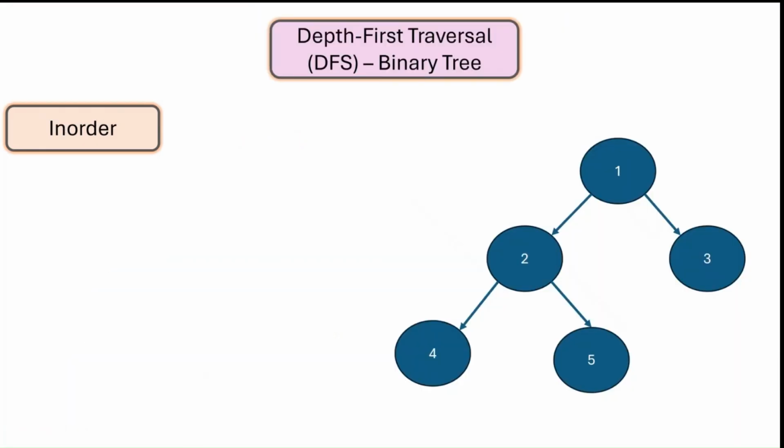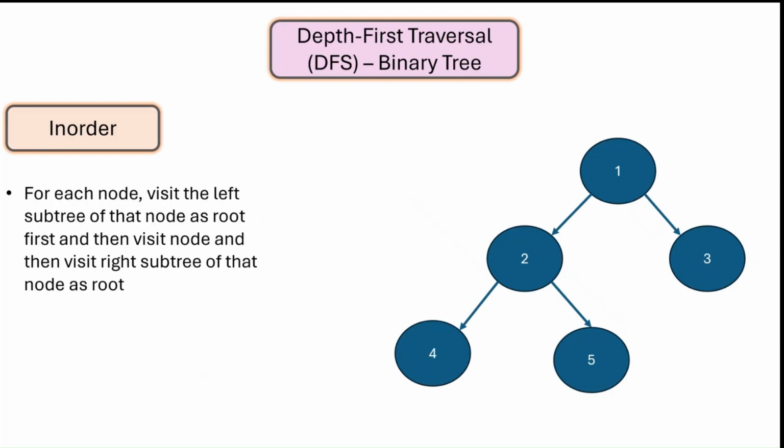Let's understand the in-order binary tree traversal, which is a subtype of DFS. Here for each node, we visit the left subtree for that node as a root, and then we visit the node, and then visit the right subtree of that node as a root. So basically left, root, and right.